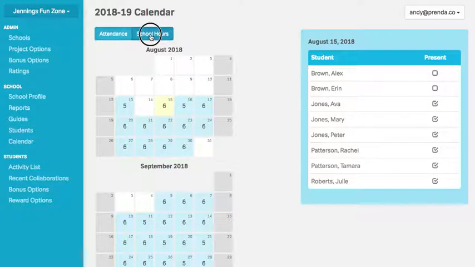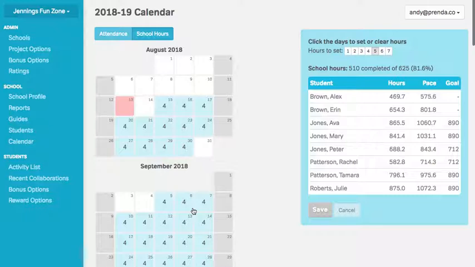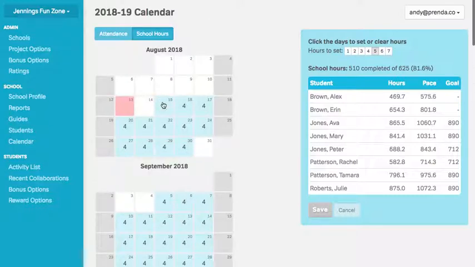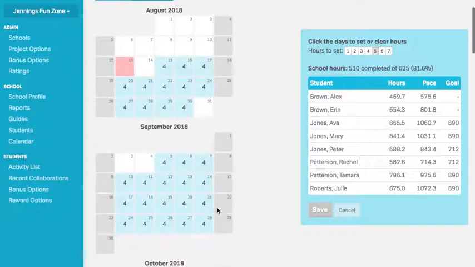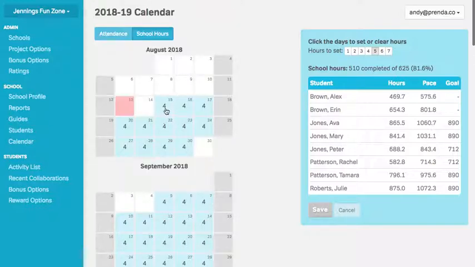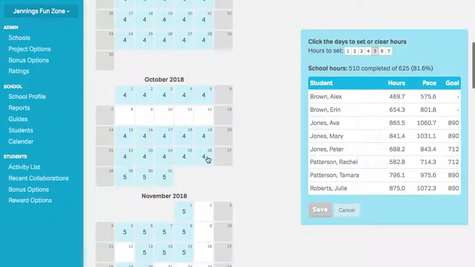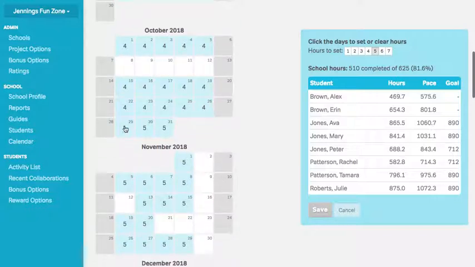In school hours mode, you can see the whole year at a glance, and you can set the number of school hours that have happened or are supposed to happen for any given day of the school year. So you can see this school started out August 15th and went through October. They were doing 5 days a week, 4 hours a day. They took an October break. And then starting on October 29th, they changed to 5 hours a day, 4 days a week.